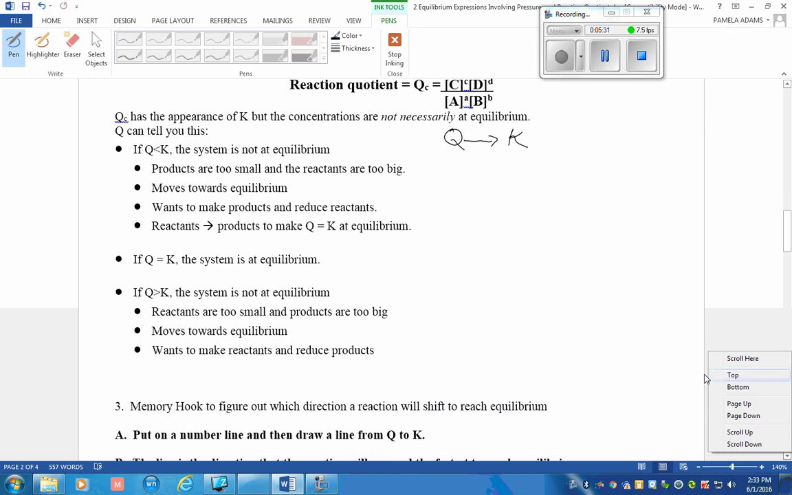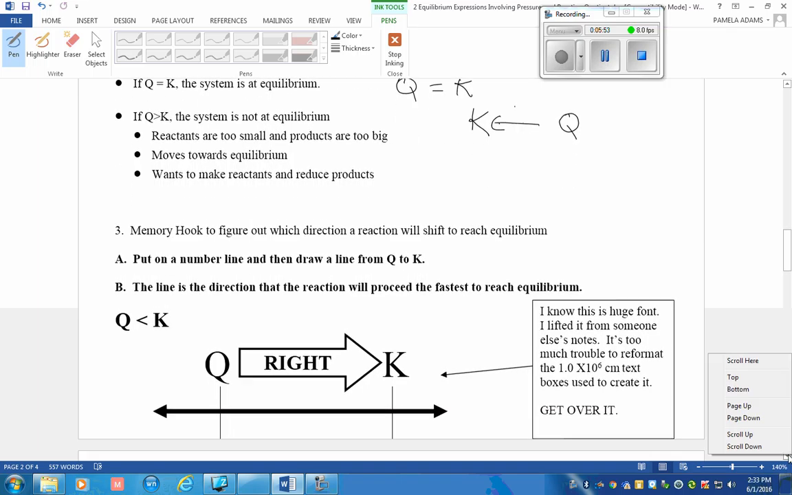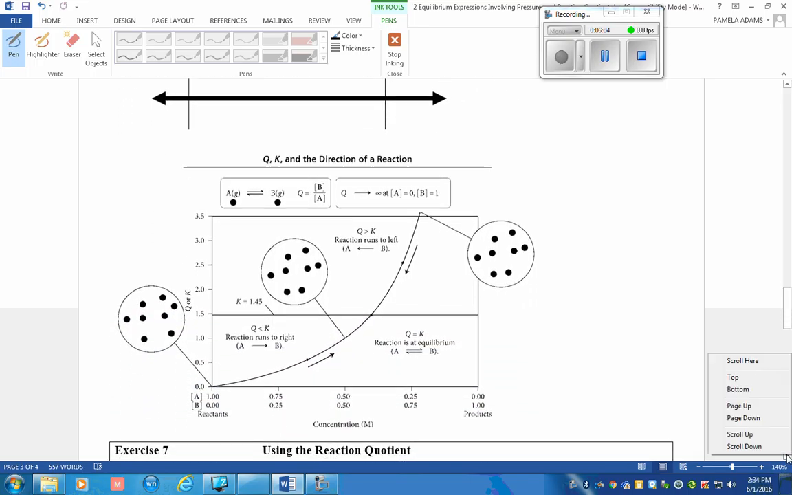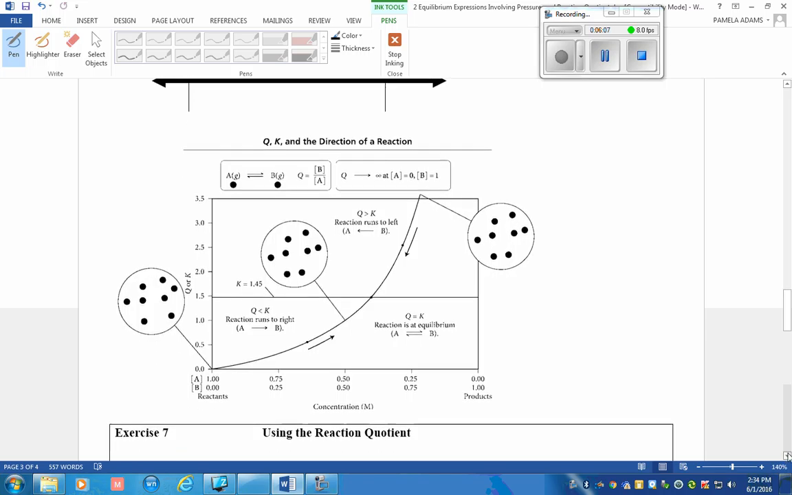If Q equals K, then the concentrations that we were given are in fact equilibrium concentrations. If Q is bigger than K, then we need the reverse reaction to go faster until the concentrations equal the equilibrium concentrations. I think it's very easy to think of these problems as if they were on a number line. Here is an example of a problem using the number line.